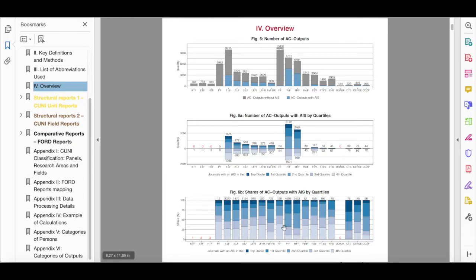Figures 6a and 6b focus on outputs for which a qualitative structure can be provided. These 2 graphs compare units in terms of their absolute counts of outputs, expressed as numbers and shares, across quartiles and top decile of journal rankings. The darker shade of color on the graphs indicates greater scientific importance of the journals.